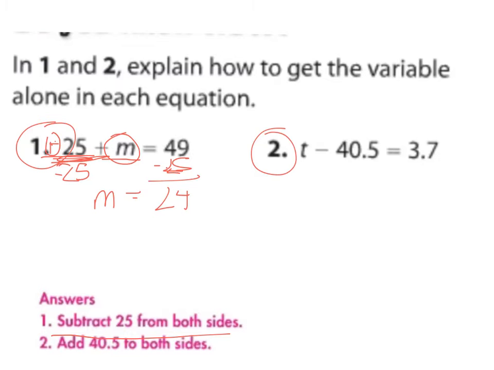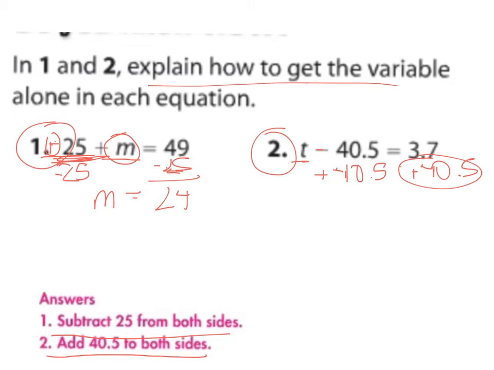Now we're going to explain number 2. So I see t, and I see minus 40.5. Well, I know that I'm going to do the inverse of minus 40.5, which is add 40.5. Why am I doing this? I'm trying to get t by itself. All right, what am I going to write over here? I'm also going to write plus 40.5, because anything you do on one side must be done on the other. It doesn't actually ask for the answer. It just says explain how to get the variable alone, and this would give the variable alone because on this side you just have a t, this side you just have an m.